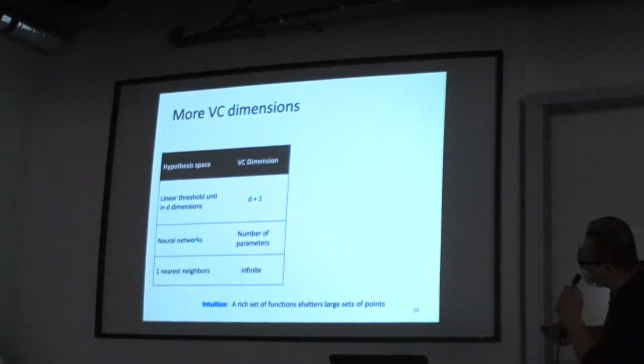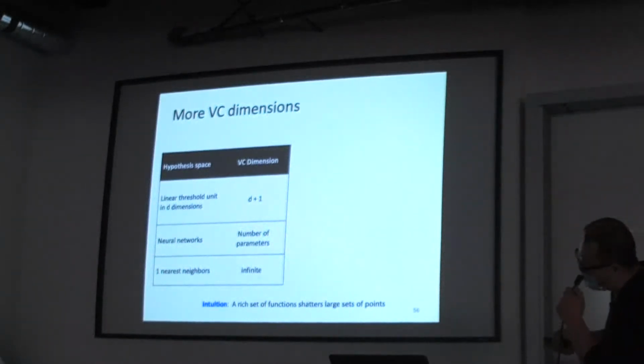And here is the result for neural nets. The VC dimension of neural nets is the number of parameters. So you can see the neural net models can be very expressive, right? The larger the neural network you have, the more parameters you have, and the larger the VC dimension of the neural network.